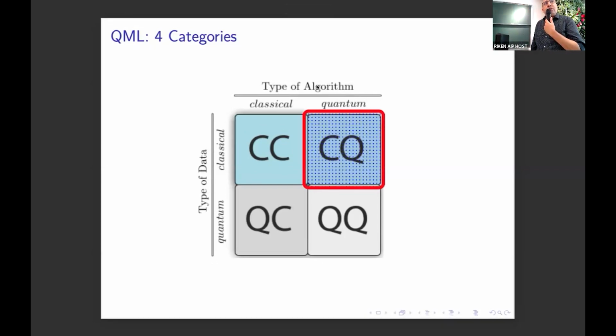It is true that most of the research in this field belongs to the category CQ. CQ means classical data and quantum algorithm, because we have a lot of classical data, and there are many classical machine learning algorithms, but these algorithms are not necessarily efficient from a computational cost point of view, or need a lot of data, and one can ask whether using quantum computation we can improve these algorithms. So most of the research is CQ.